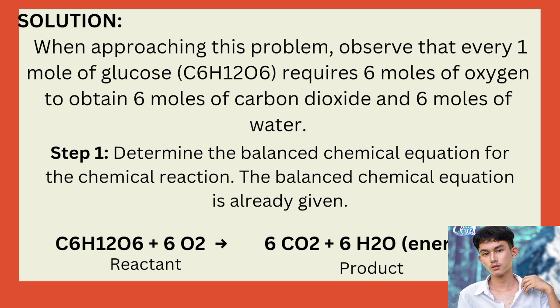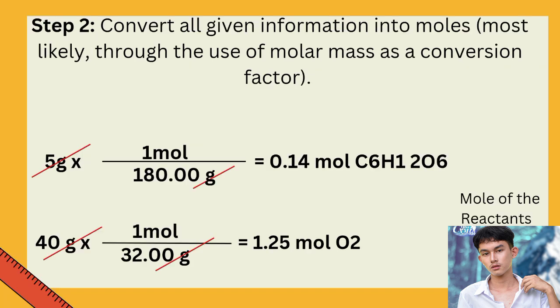Step 1. Determine the balanced chemical equation for the reaction. The balanced chemical equation is already given. So the calculation shows the exact amount of oxygen required to react with all of the available glucose. Since there is more than enough oxygen, the amount of glucose is used to determine the final amount of product made. Step 2. Convert all the given information into moles, most likely through the use of molar mass as a conversion factor. The image illustrates calculating the number of moles for a given mass of a substance by dividing the mass by its molar mass.